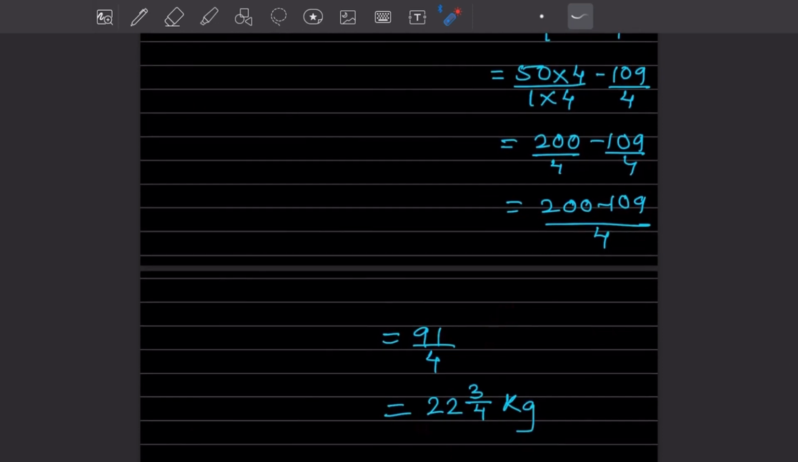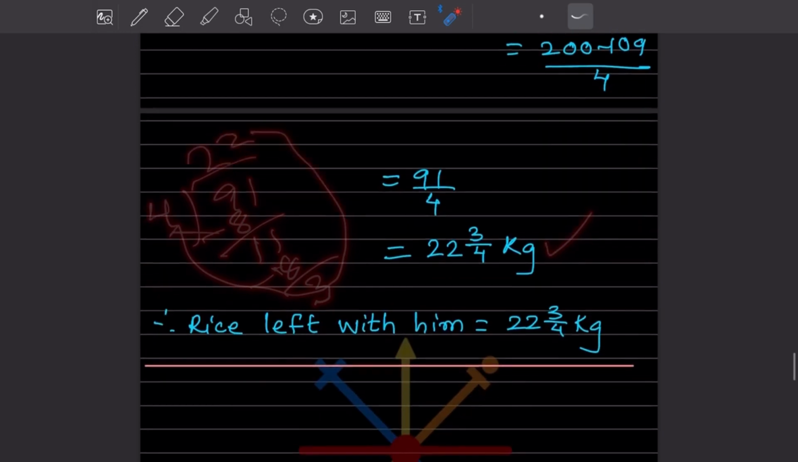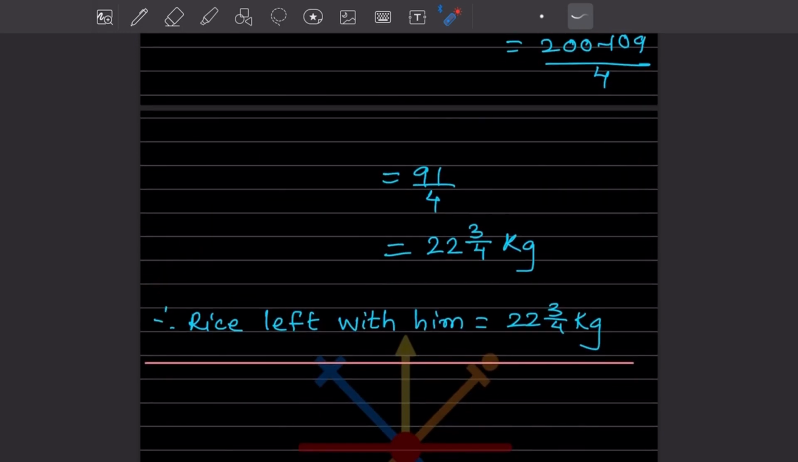And this is 91 divided by 4. 4 2s are 8, so here is 22. 4 2s are 8, and this is 3 remaining. So 22 integers 3 by 4. So we can say rice left with him is 22 integers 3 by 4 kilograms.